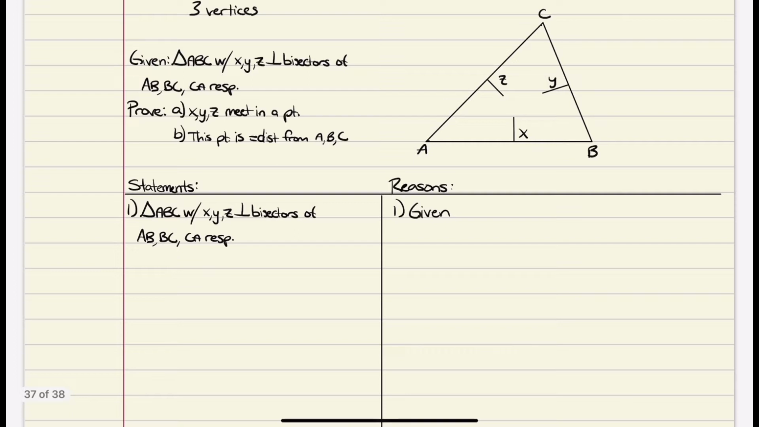We have a triangle ABC, and we have three perpendicular bisectors. Z is the perpendicular bisector of this side, and Y is the perpendicular bisector here, and X is the perpendicular bisector of AB. We're trying to prove that they will all three meet in one point, and that point is equidistant from all three vertices. So we have our given number 2.